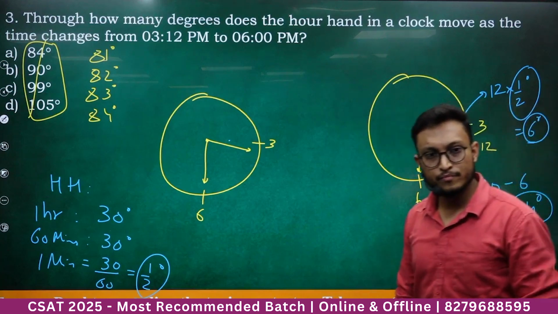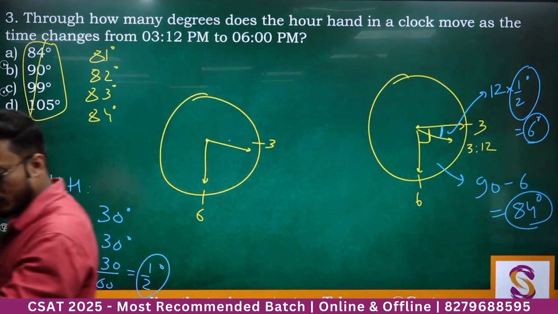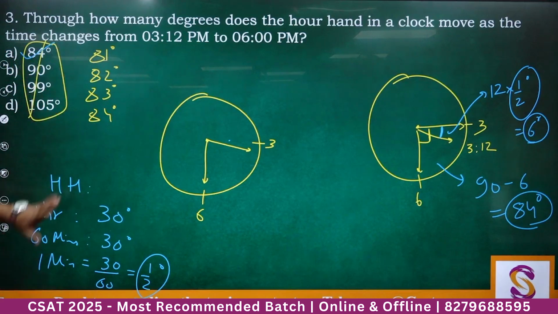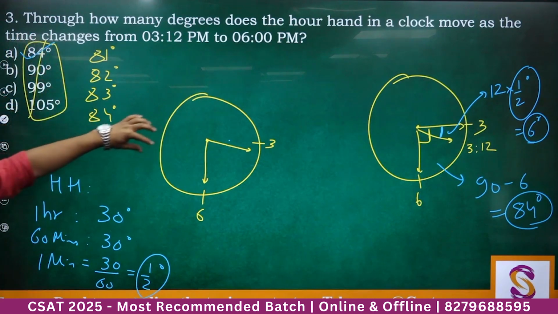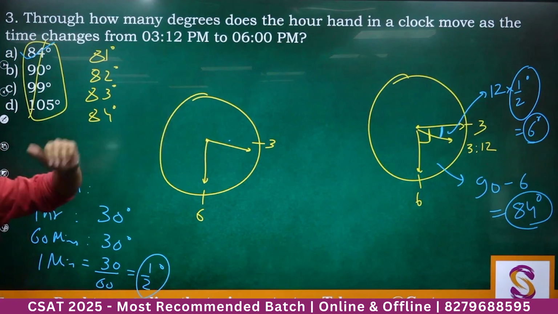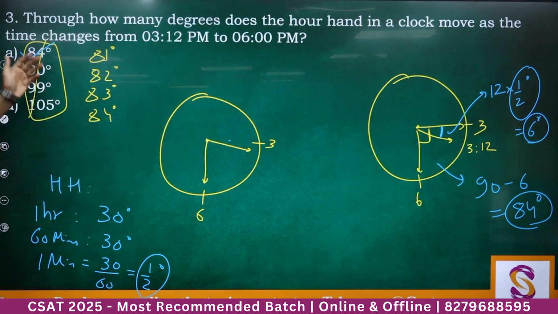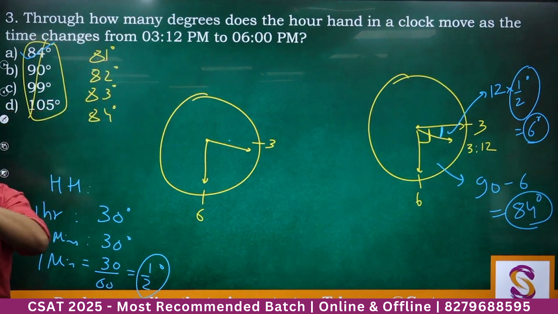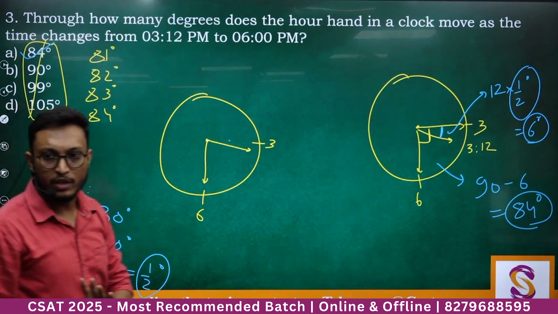समझ आया? Anyone having doubt in this? Exam में if the options are like this, you can directly see that it will be somewhat less than 90. You don't need to calculate that it is 84, it is less than 90, just take 84. But if the options are like this, you need to calculate the actual angle. Fine?